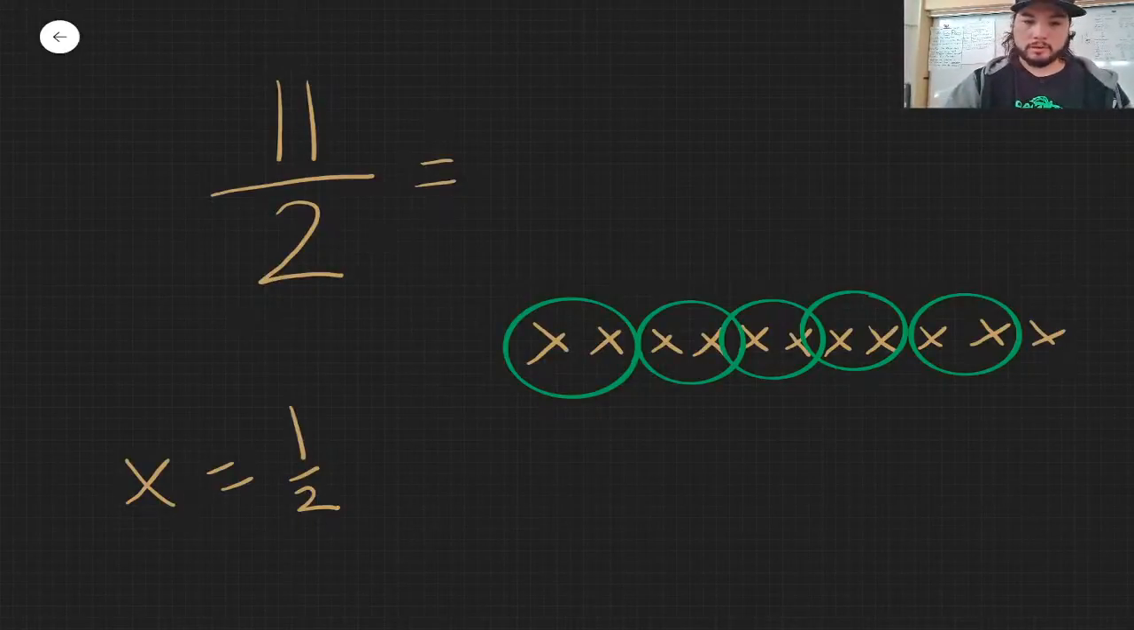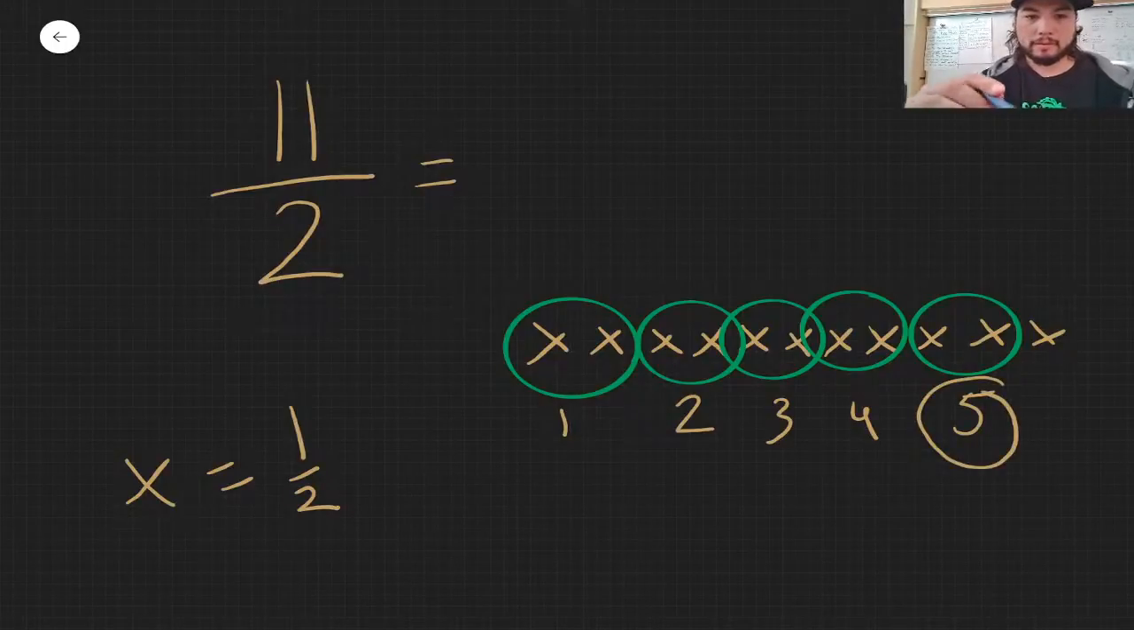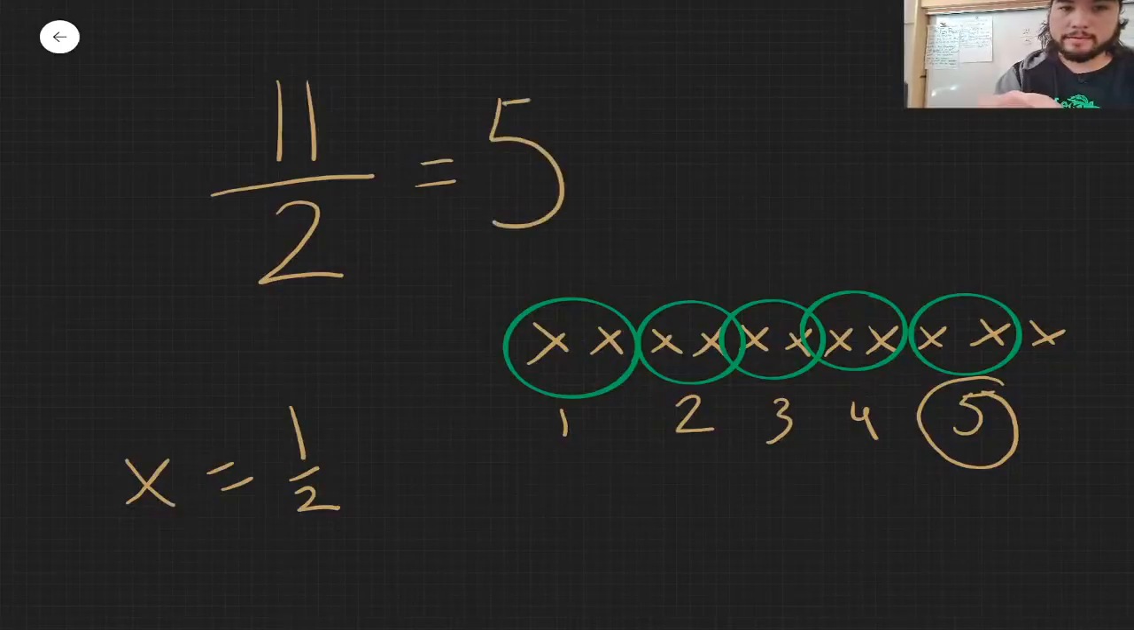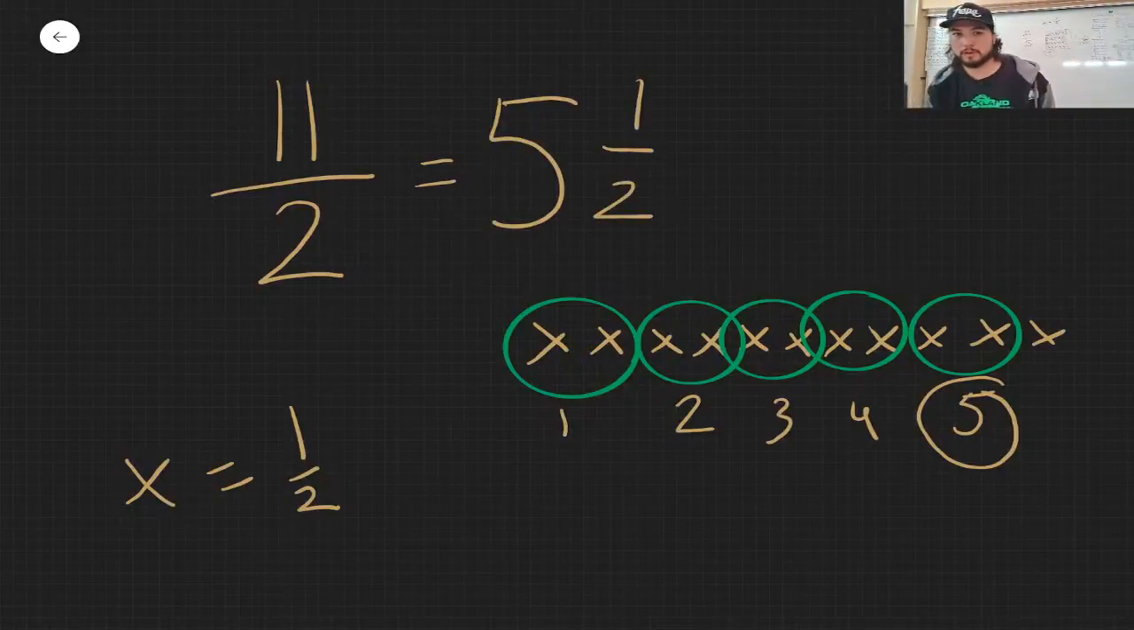And we end up with 1, 2, 3, 4, 5, and 1 half left over. So we have 5 whole groups of 2 halves, and then 1 half remaining. So you end up with 5 and 1 half.